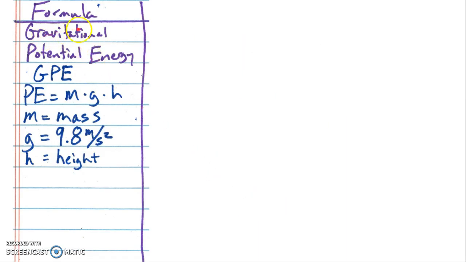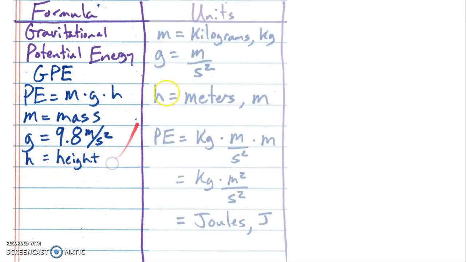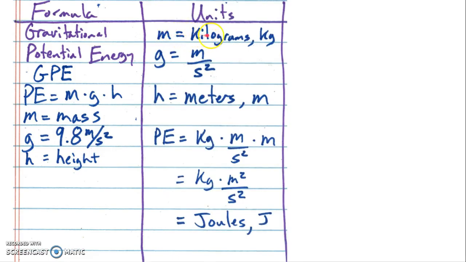So we can plug this into our 3-column worksheet, where we've got GPE, gravitational potential energy. The formula is PE equals mgh, where m is mass, g is the acceleration due to gravity, which is 9.8 meters per second squared, and h is the height above the ground. Our units: we have mass measured in kilograms, or kg, acceleration due to gravity measured in meters per second squared, and height measured in meters. It is a distance above the ground.